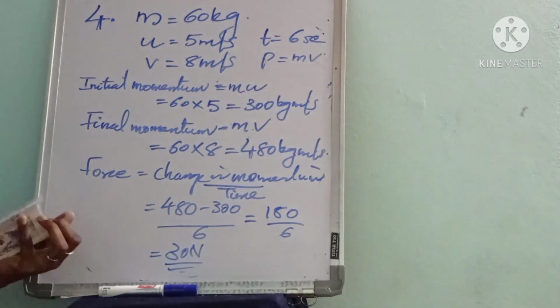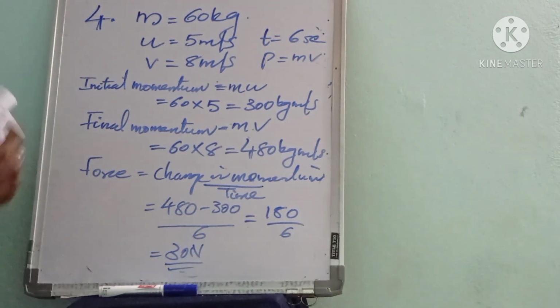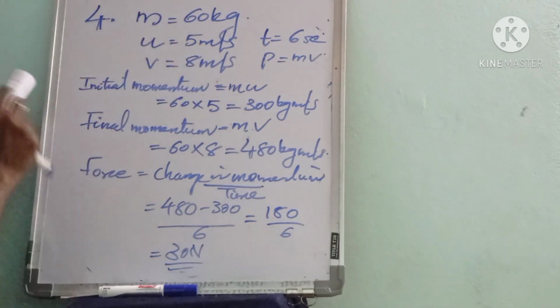Here, a man of mass 60 kg. So the mass of the man is given as 60 kg.